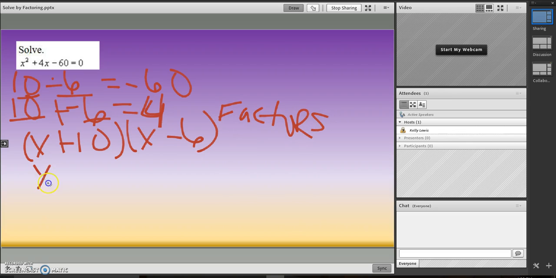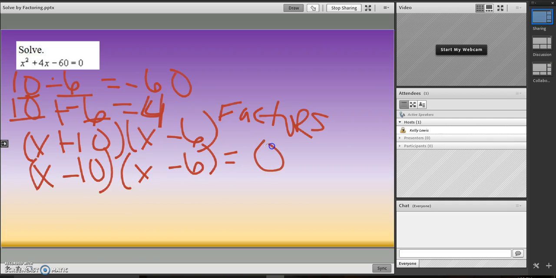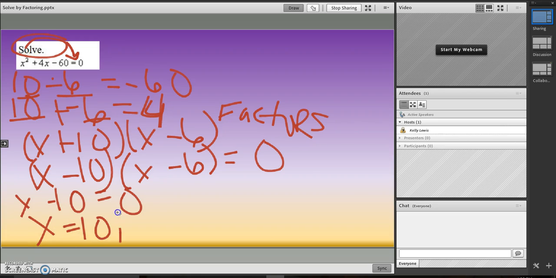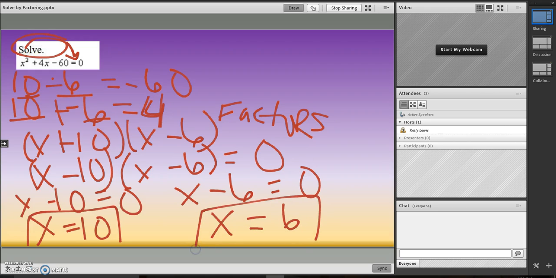But I need to solve it, so I need to set each of the factors equal to 0, because it says solve, and you can only solve when it equals. So x minus 10 equals 0. I'm going to add 10 to both sides. Then x minus 6 equals 0. I'm going to add 6 to both sides.